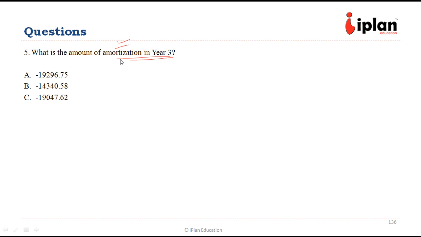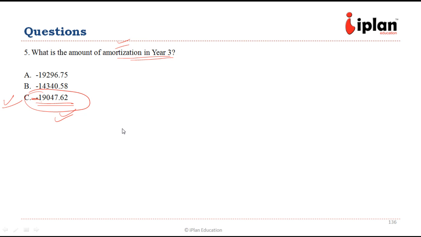So 19,047.62 is the amortization, and negative sign is signifying that every time we are reducing it from the carrying value. Since it was issued at premium, so every year we are going to reduce the amortization and finally it will reach the par value. So let us move to next question now.